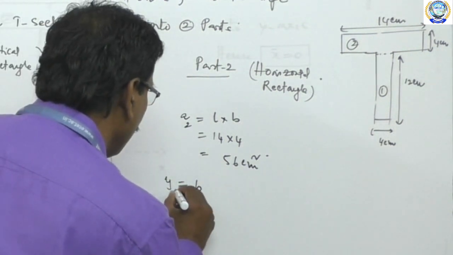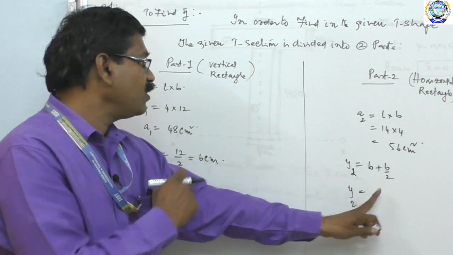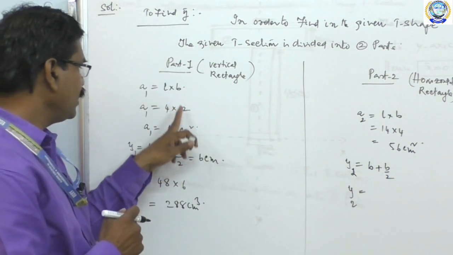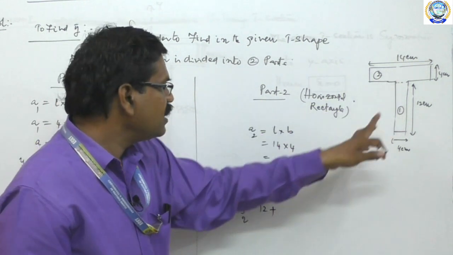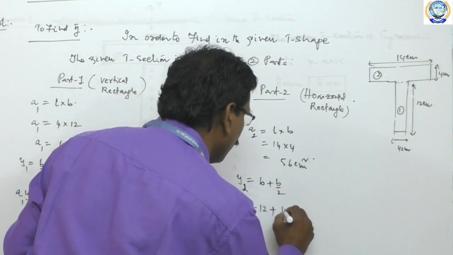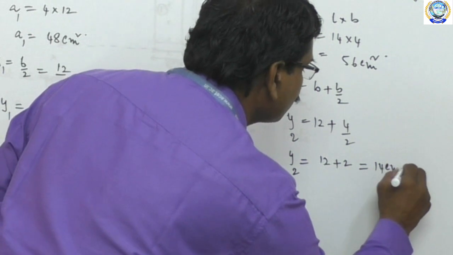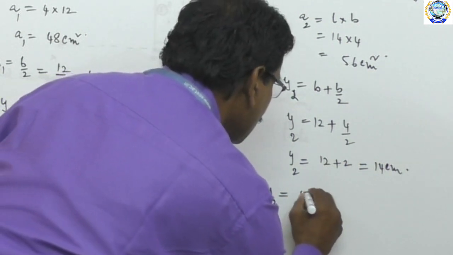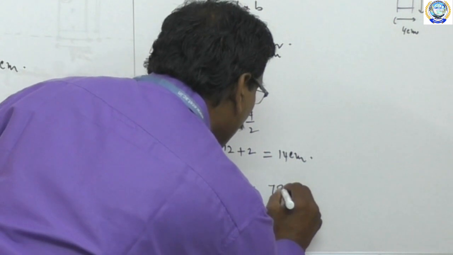So therefore, here in this case, y2 is equal to, again, b plus b by 2. We have a stipulated formula to find y2, that is equal to b plus b by 2. This b is belonging to the first portion of the rectangle. First portion of the rectangle is the vertical rectangle. So in the first portion, the vertical rectangle, my b is equal to how much? 12. So I add 12 plus, and this b belongs to the second portion. Second portion, the horizontal rectangle, breadth is 4 centimeters. So therefore I could substitute like this. B is equal to how much? 4. 4 by 2. That implies y2 is equal to 12 plus 2, that is equal to 14 centimeters. And as we need to find A2 Y2, therefore, A2 Y2 is equal to 56 into 14. That implies, if we calculate this by using a calculator, we will get 784 centimeter cube.